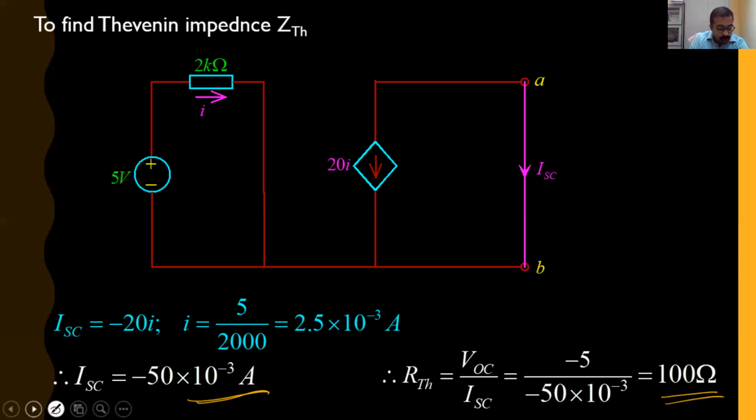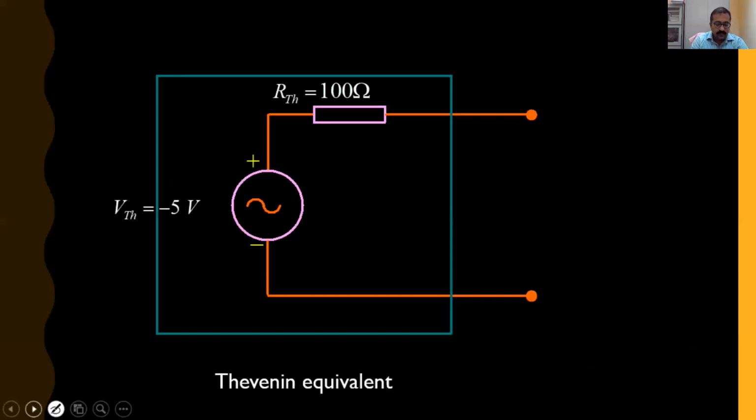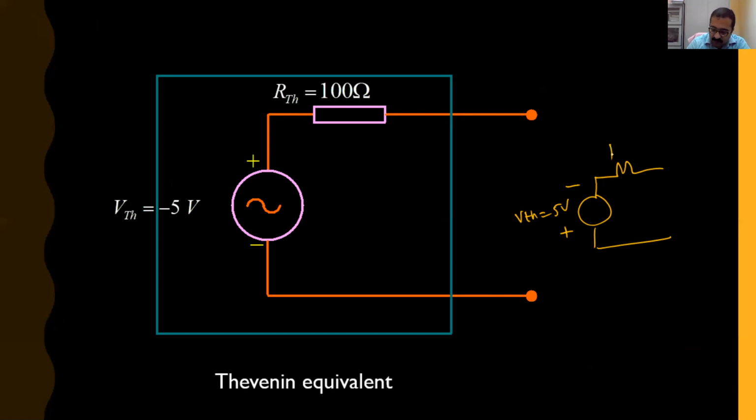Understood? So what will be your Thevenin equivalent? It will be minus 5 volt in series with 100 ohm. Or otherwise, if you mark this as minus and this as plus, you can straight away put VTH as 5 volt. Okay, both are correct. Both are equivalent. So this will be your Thevenin equivalent.